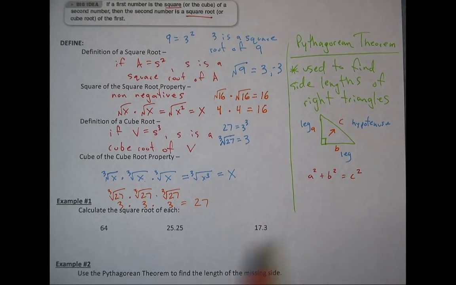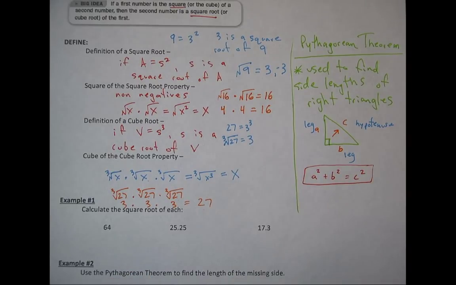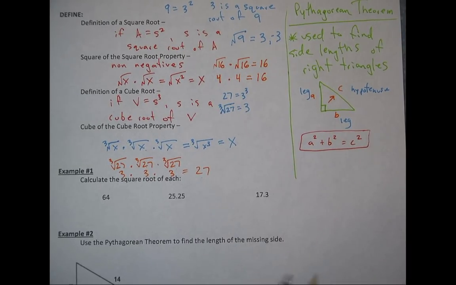So this is going to be very helpful, and we're going to hit that down here on example number 2. But this is one that you're going to want to remember forever. Pythagorean theorem, A squared plus B squared equals C squared. All right, let's jump into the work. Example number 1, we're going to calculate the square root of each one of these.